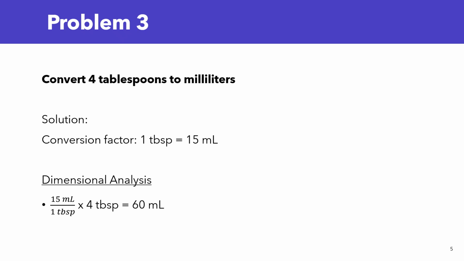Next problem. Convert 4 tablespoons to milliliters. What is the conversion factor here? 1 tablespoon is 15 ml. So we can set up our dimensional analysis. We'll set up as 15 ml over 1 tablespoon times 4 tablespoons. So the tablespoon cancel out. So we have 15 times 4, and that's 60 ml. So 4 tablespoons equals 60 ml.